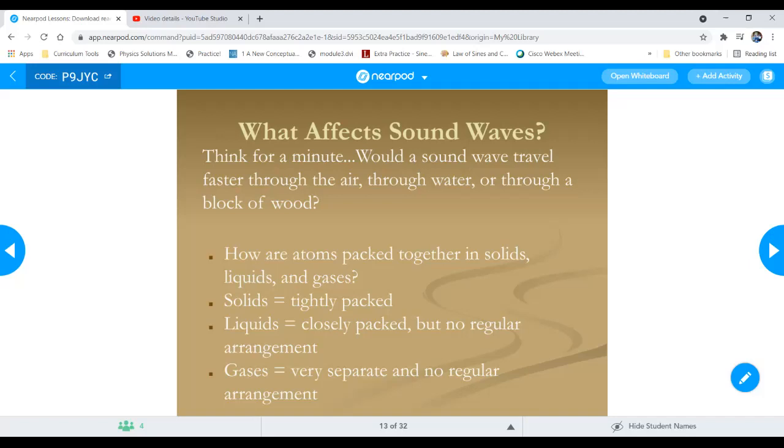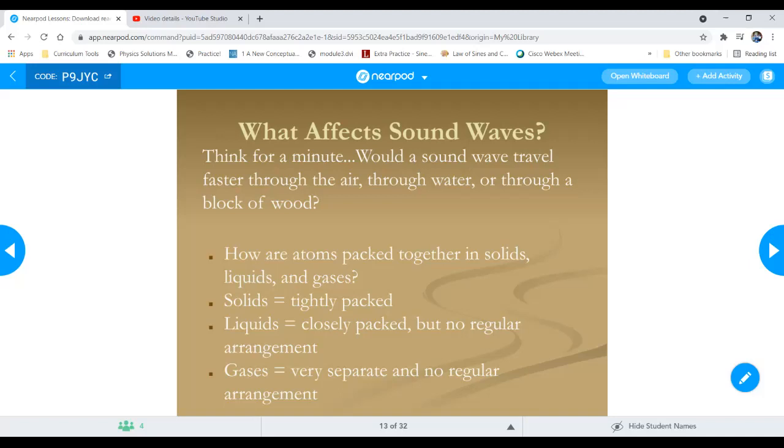Liquids, the atoms are still closely packed, but there's no regular arrangement. And so that's why sound, if you've ever been in a swimming pool, like when you were a kid and you tried to yell at somebody underwater, it sounds different because it travels differently. It's hitting the atoms, but it's actually slowing down because it takes a little bit longer to reach each of the next atoms.